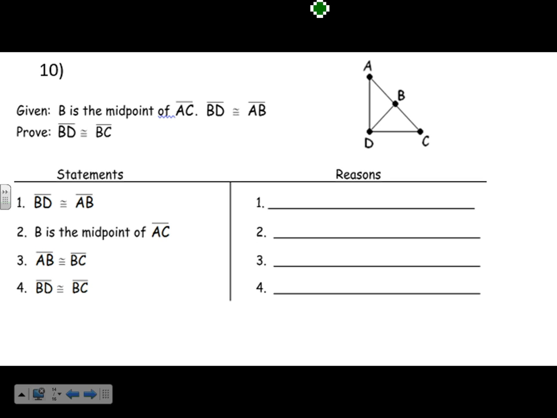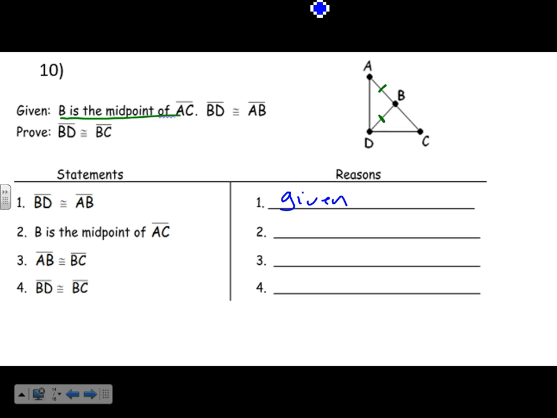How about number 10? Given B is the midpoint of AC. So we also know BD is congruent to AB. And again, it's kind of hard to say where this midpoint goes on our graph, but I'll tell you that once we get there. So BD is congruent to AB, that's given.